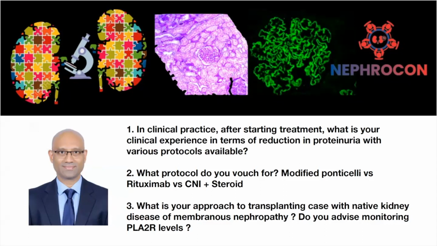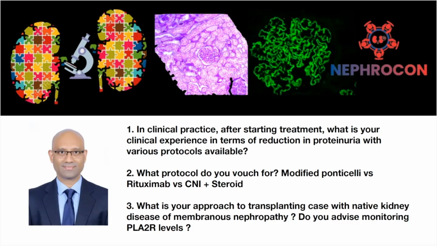It all depends on your PLA2R antibody levels. If PLA2R antibody levels are very high, rituximab is going to work much better than the Ponticelli regimen. Therefore, the straightforward answer to your question is, the regimen which produces immediate results is probably the Ponticelli regimen. However, when compared with the risk versus benefit ratio, rituximab offers a majority of benefits. Therefore, my heart lies with rituximab, though the answer to your question is nothing but the Ponticelli regimen.